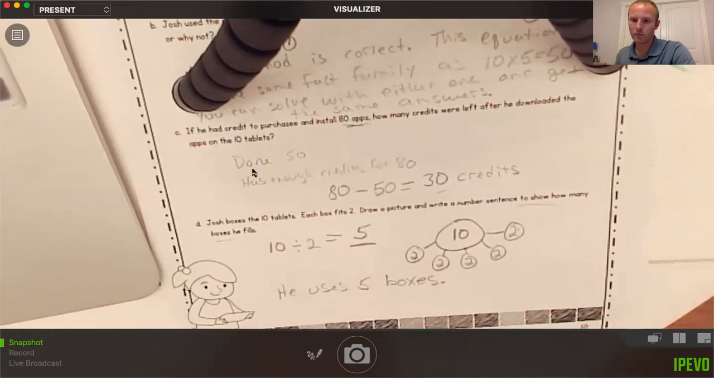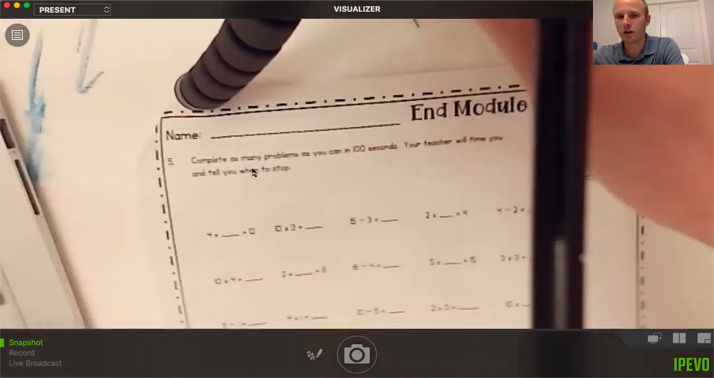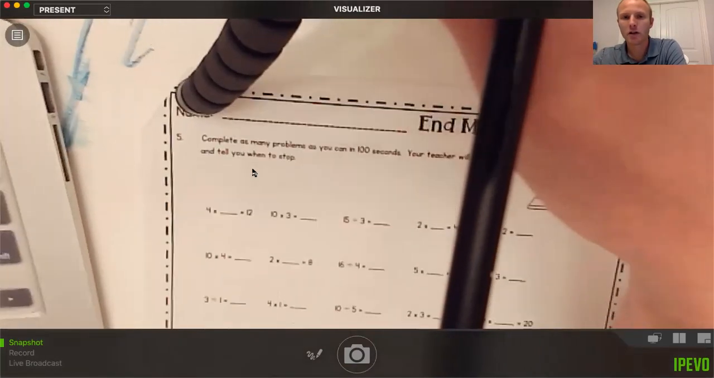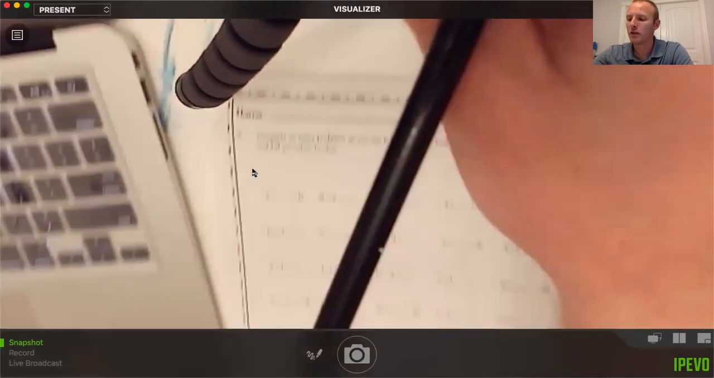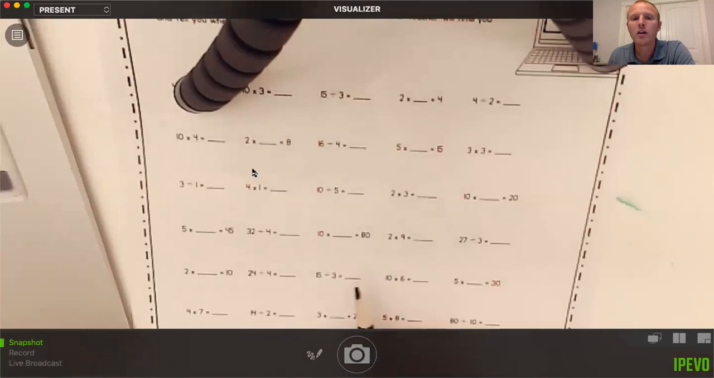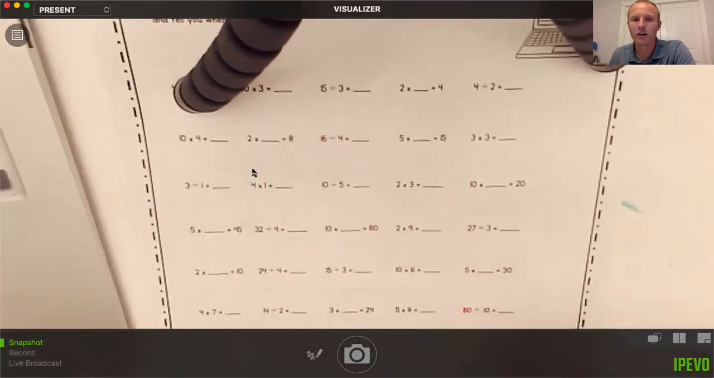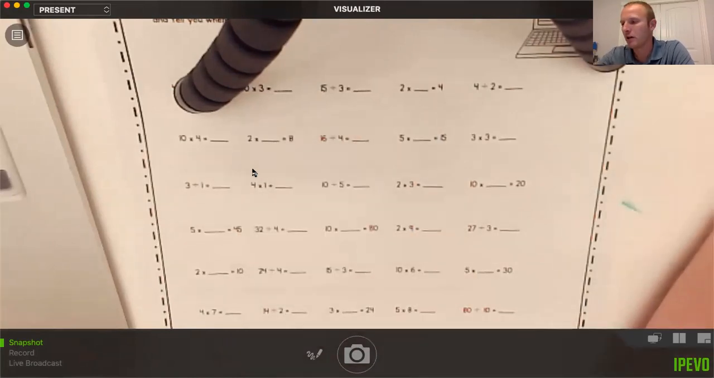And that is it for our review. You will notice that there is some fact fluency work on these, ideally timed. In this case, it says 100 seconds. So that's like a minute and 40 seconds. And this is important practice too, just like we've been practicing in class to do this as well. But I'm not going to go through that with you here. I'll let you do that independently.